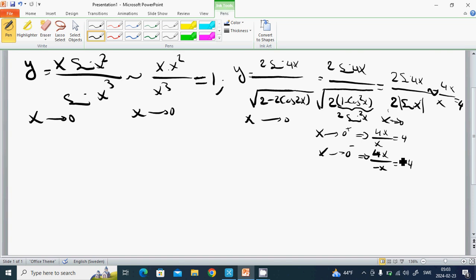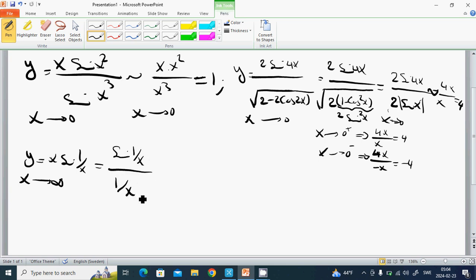Okay, now we are going to have another example, y equals x sin 1 divided by x, x goes to infinity. We can write it like that, sin of 1 divided by x over 1 divided by x, x infinite, then this 1 divided by x is equal to 0, it is corresponding to sin(1/x) divided by 1/x, and it is 1.